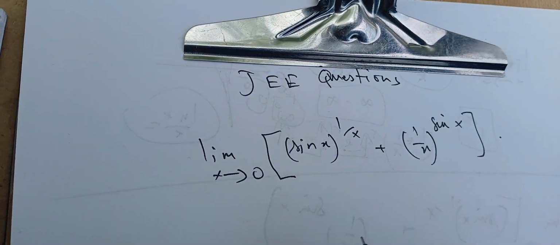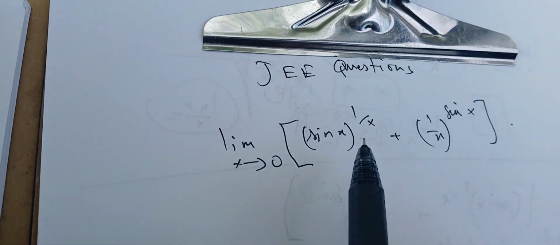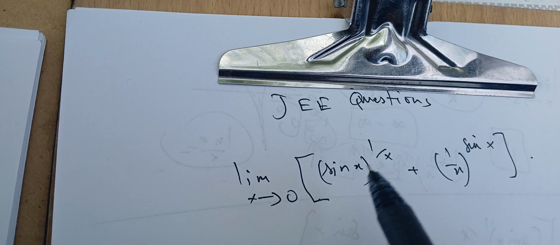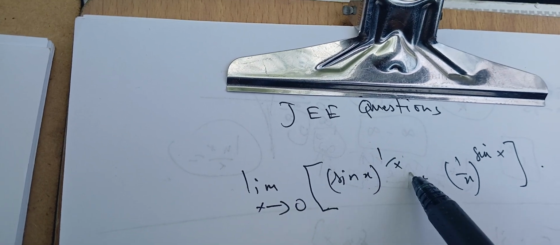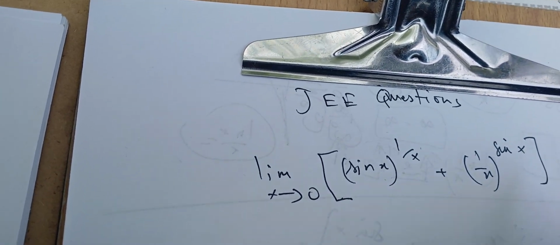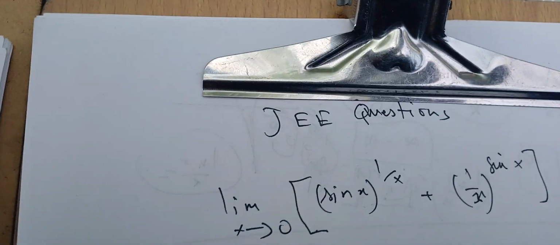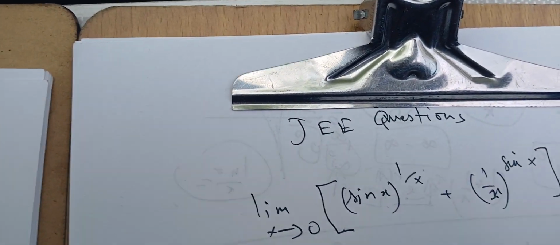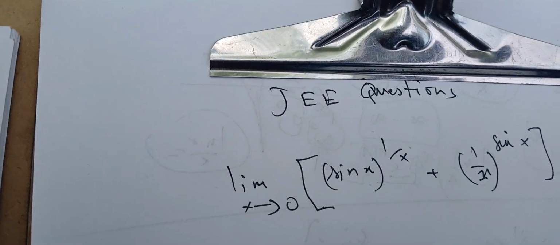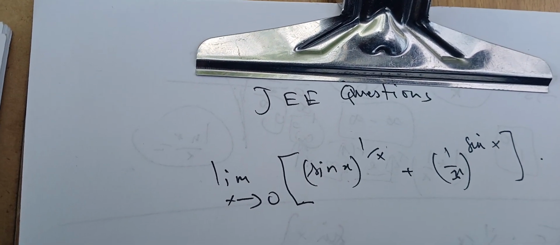Now we're going to try to find the following limit: the limit as x goes to 0 of (sine of x) raised to 1 over x, plus (1 over x) raised to sine x. Okay, this is a JEE question. We're going to test these questions and see how they feel.